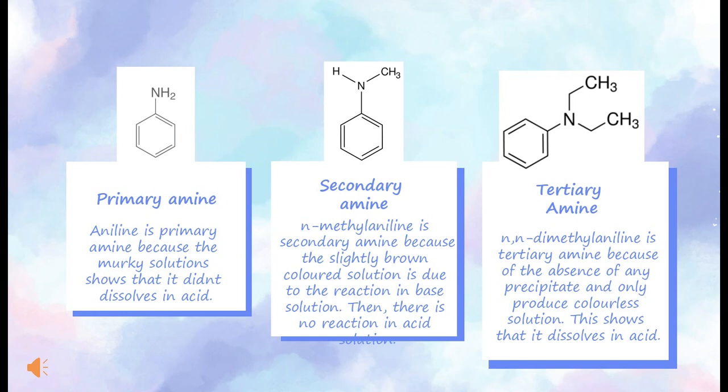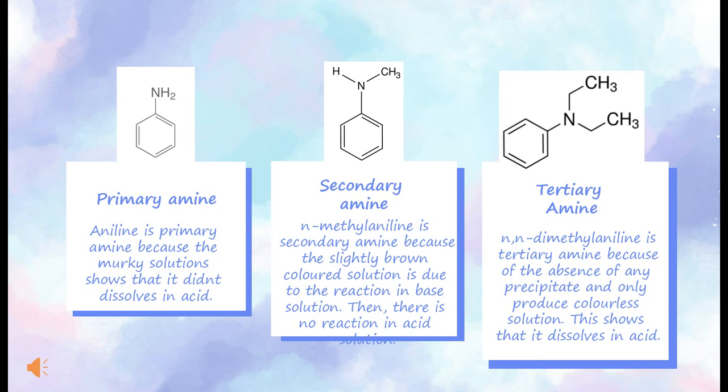Now we are going to see the fourth compound, which is aniline. So aniline is a primary amine because the murky solution that appeared in the test tube shows that this amine didn't dissolve in the acid solution.